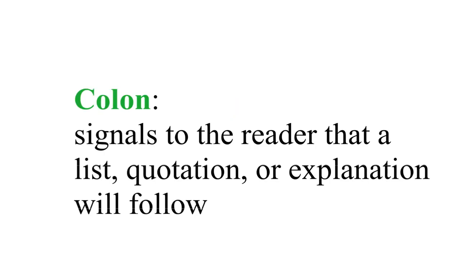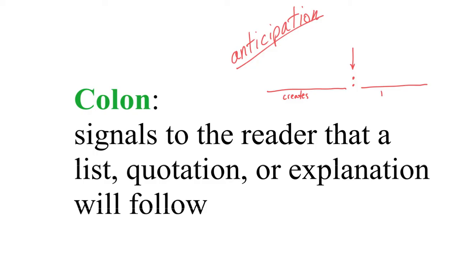It looks like this. 2 dots. The colon signals to the reader that a list, quotation, or explanation will follow. The key word when thinking about a colon is anticipation. Whatever is on the left side of the colon creates anticipation. The colon tells the reader, yep, that's what you're supposed to be feeling, anticipation, here we come. And then the right side resolves that feeling of anticipation.